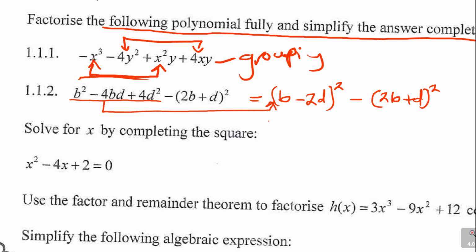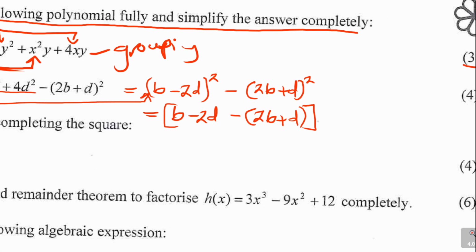Are you seeing that? Then this is a difference of 2 squares, whereby you take the first one, which is b minus 2d minus 2b plus d. That's the first one. And then you've got the second one. Remember, difference of 2 squares. The second one will be the same thing, which is b minus 2d and then plus 2b plus d. And then you need to simplify this.